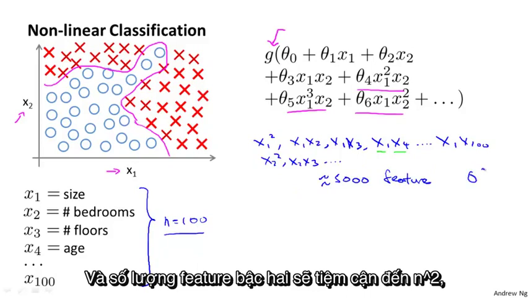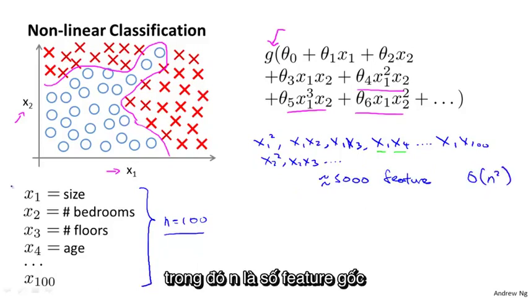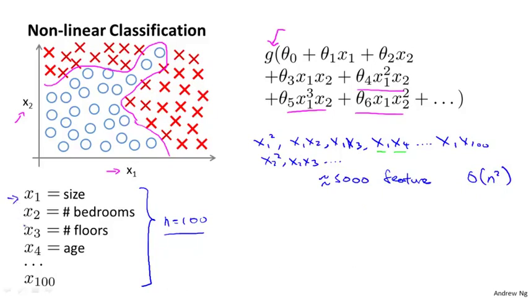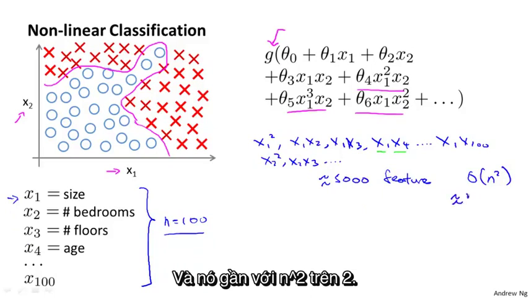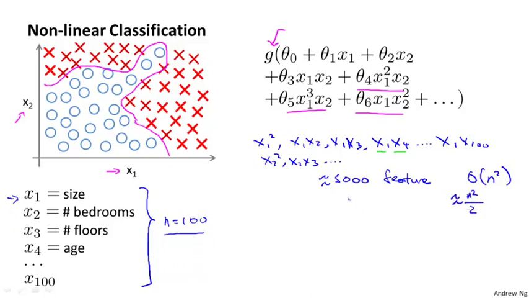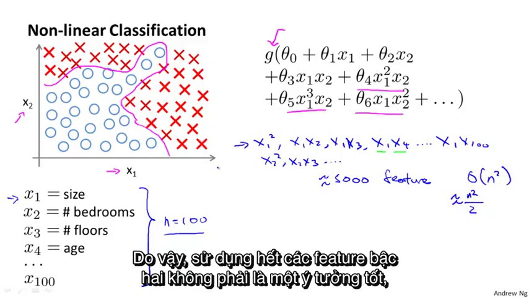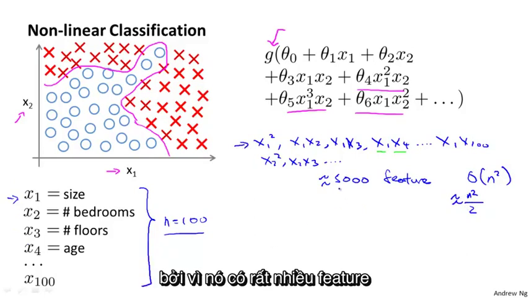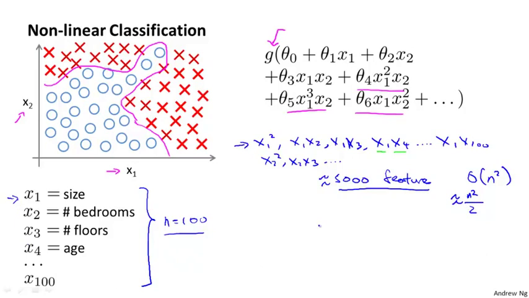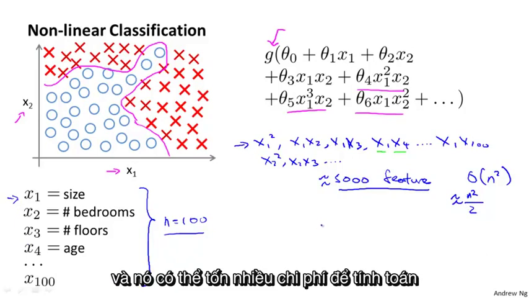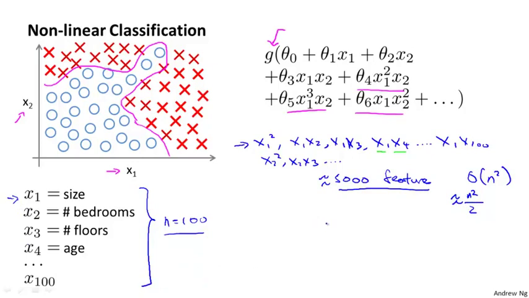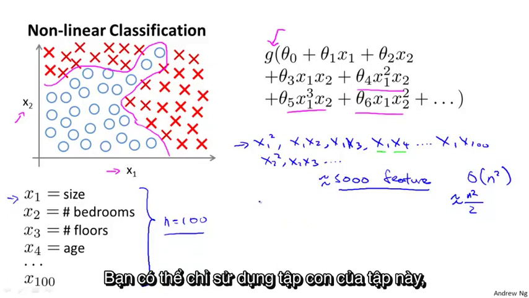Asymptotically, the number of quadratic features grows roughly as order n squared, where n is the number of the original features, like x1 through x100 that we had, and is actually closer to n squared over 2. So including all the quadratic features doesn't seem like maybe a good idea, because that's a lot of features, and you might end up overfitting the training set, and it can also be computationally expensive to have to be working with that many features. One thing you could do is include only a subset of these.